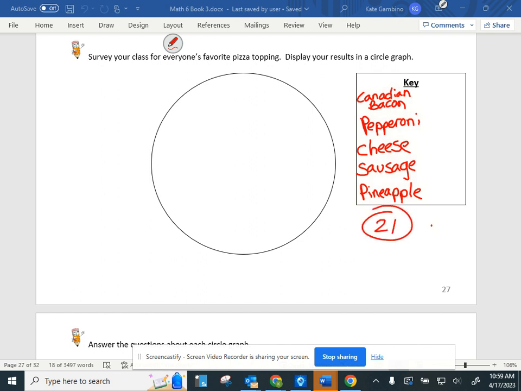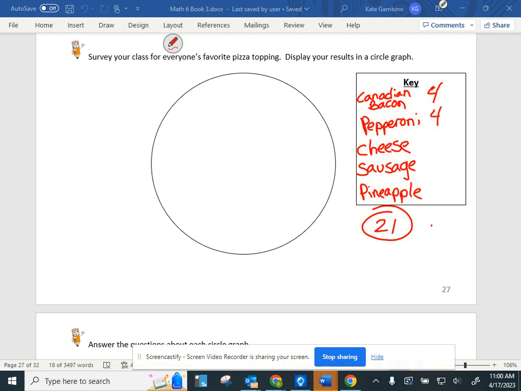Jillian is back. So you can only vote for one topic. Okay. So you can only pick one topic because there are 21 total of us. So our number should equal up to that 21. So raise your hand if Canadian bacon is your favorite out of all of these. Okay. Raise your hand if pepperoni is your favorite. Awesome. Raise your hand if cheese is your favorite out of these toppings.